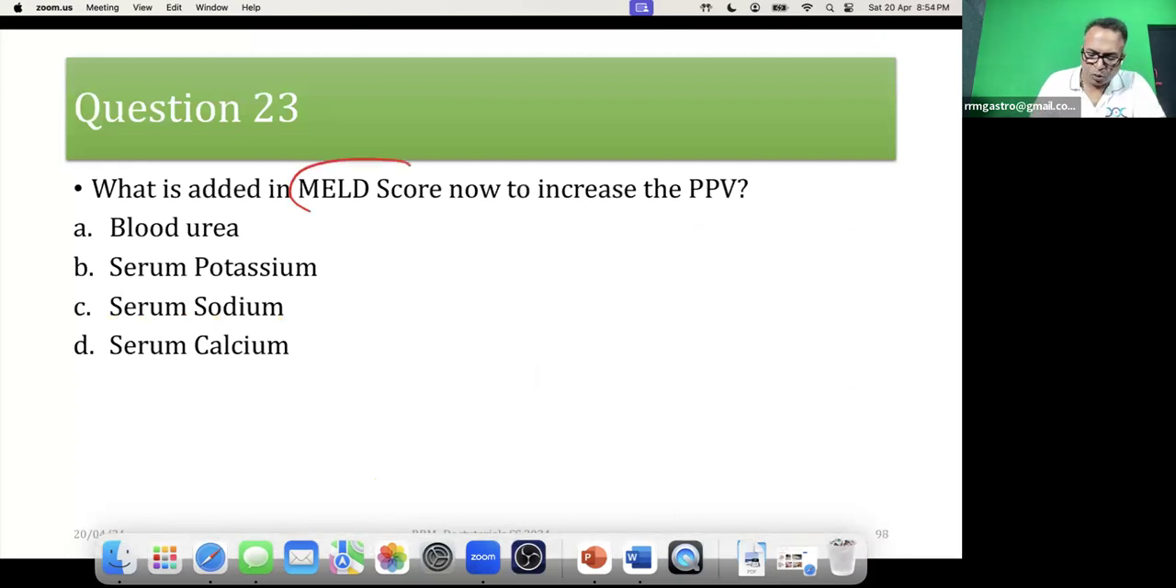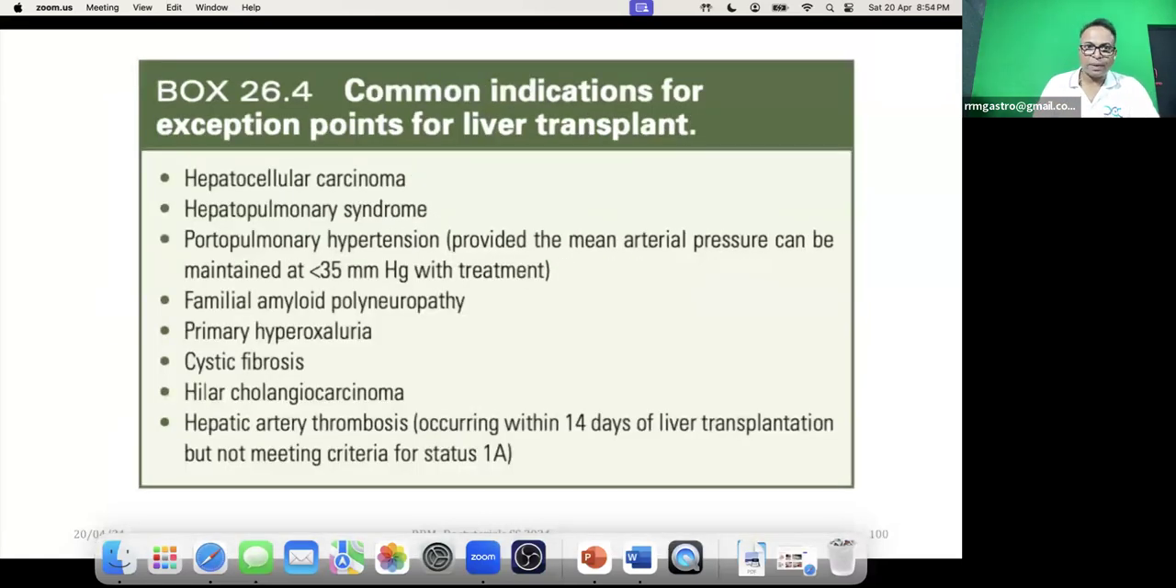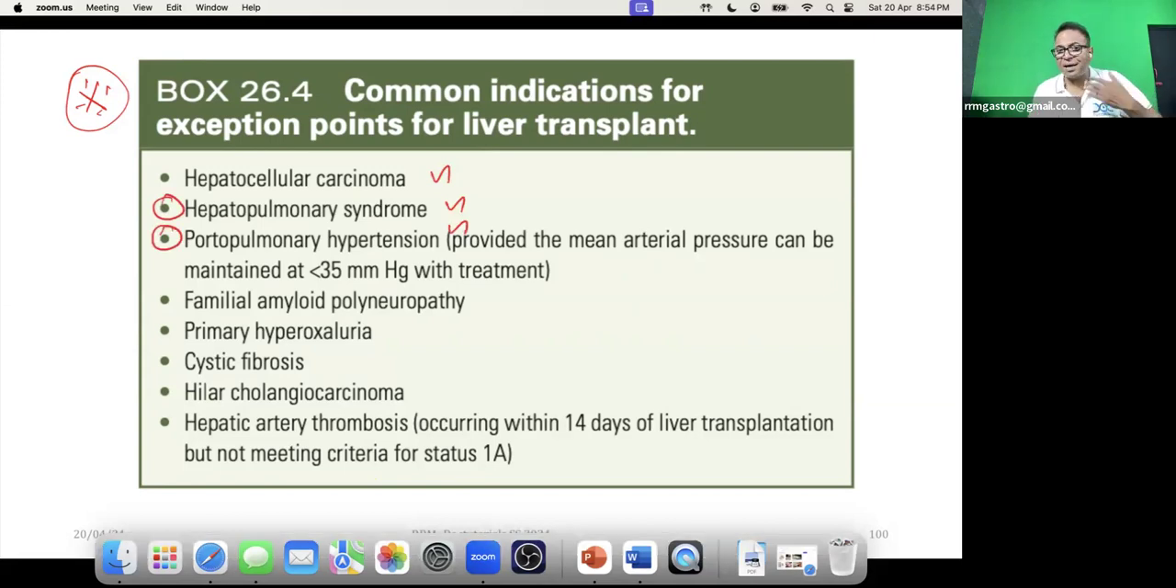What is added in MELD score now to increase the positive predictive value? Newly added to creatinine, bilirubin, and INR, they have added sodium. Serum sodium is included in the MELD score. When will you put them on the waiting list? When the score is more than 15, we will put them on the waiting list for transplant. Please add sodium. This is a 100 times asked MCQ. You should never have doubt in this question. Common indications of exception: HCC, hepatopulmonary syndrome, portopulmonary hypertension. We have to do transplant earlier.